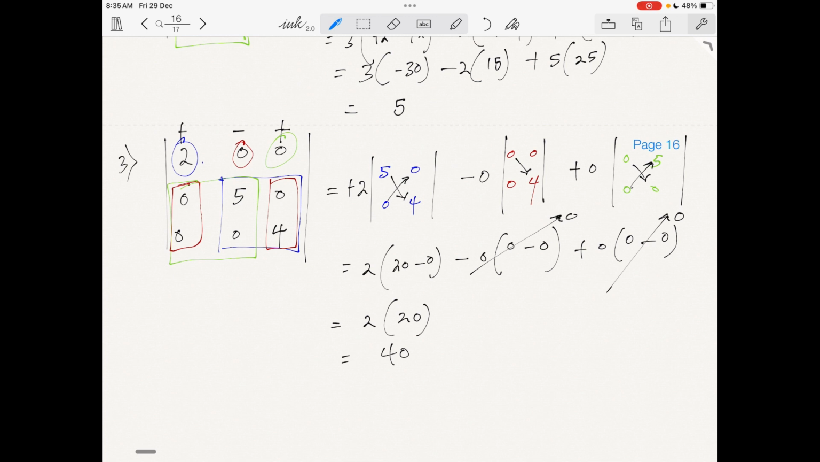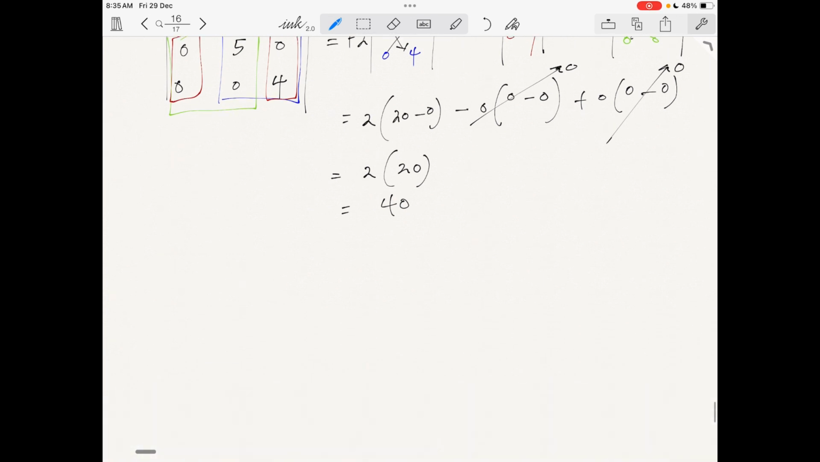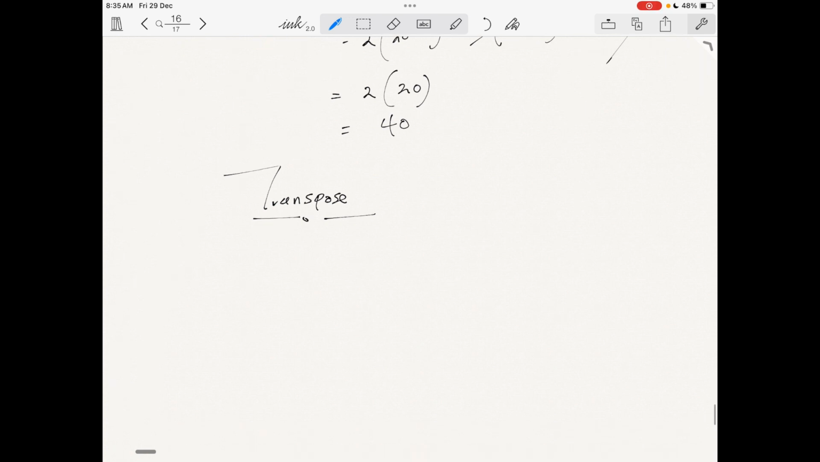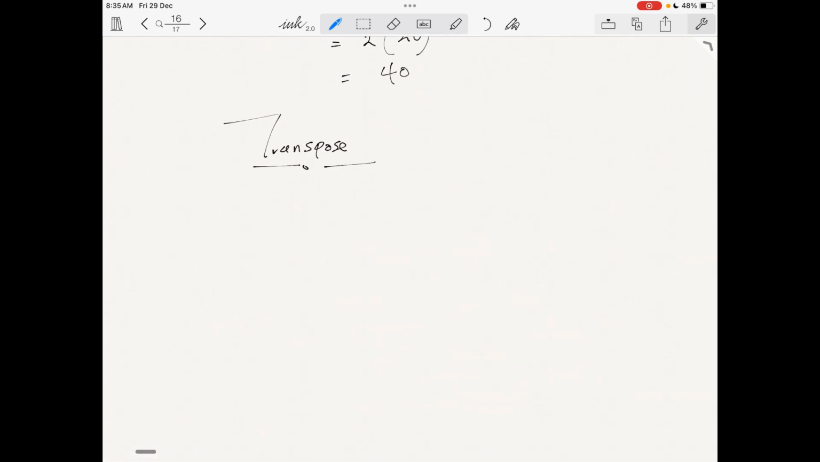Okay. Now, quickly, we will want to talk about the transpose of a matrix. What do we mean when we say a matrix is being transposed? Transpose is where the rows and columns of a matrix are interchanged, such that the first row becomes the first column, the second row becomes the second column, the third row becomes the third column.